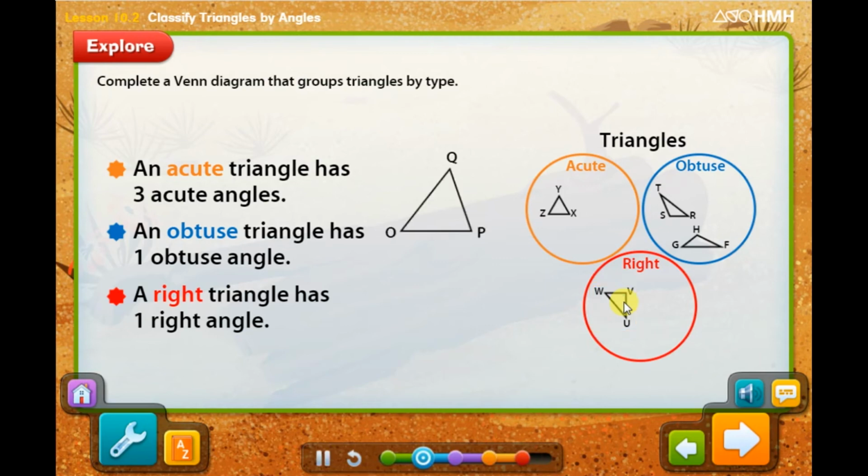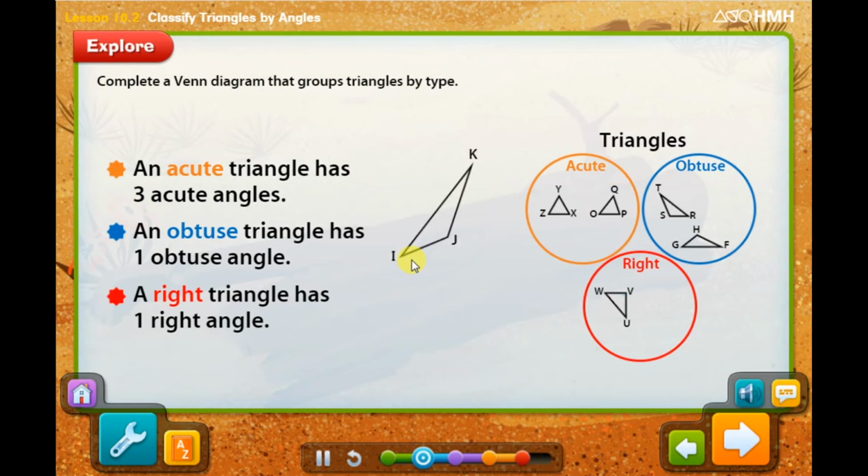Now we'll look at all the angles in triangle QOP. Acute, acute, acute. Three acutes mean an acute triangle. Bravo! All three angles in this triangle are acute angles. What kind of triangle is triangle QOP? Triangle QOP is an acute triangle, so it belongs in the orange section of the Venn diagram.